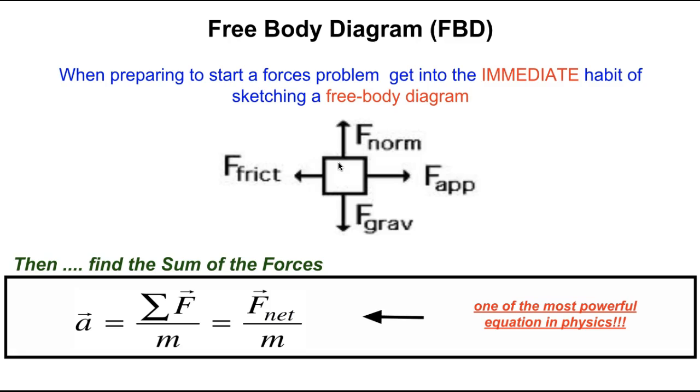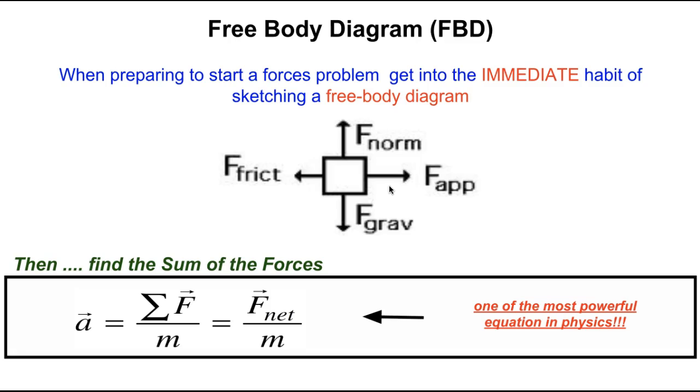As we're looking at this free body diagram, a free body diagram is simply a drawing of the situation at hand, showing all the forces acting on that object. We need to get in the habit immediately, as soon as we read a problem, especially moving into Newton's laws, of drawing a free body diagram, because you can see just this one block here, just a simple sketch of a block, has 4 different forces acting upon it.